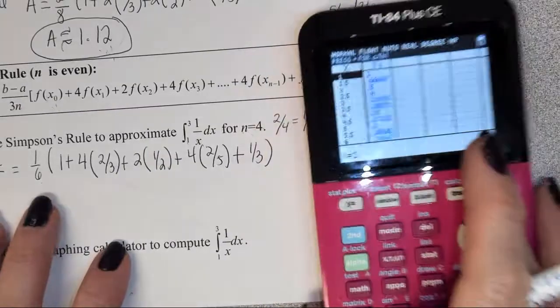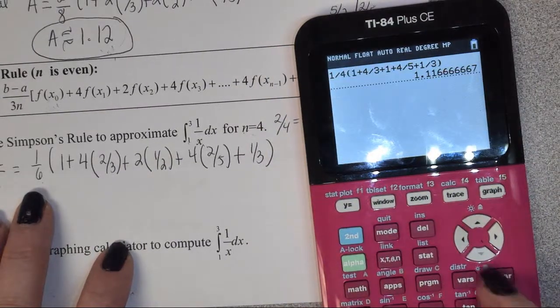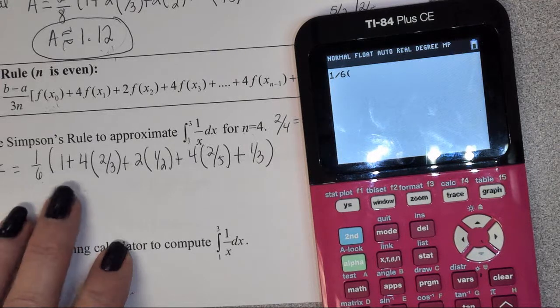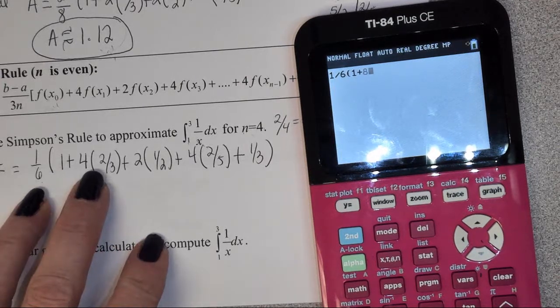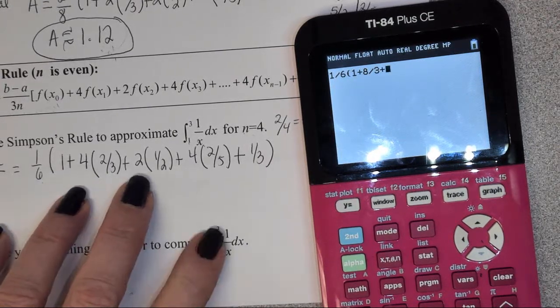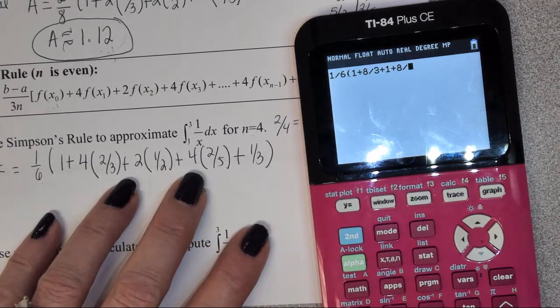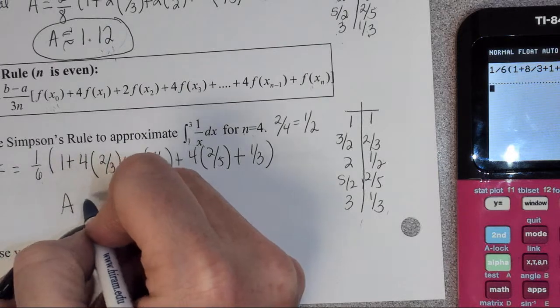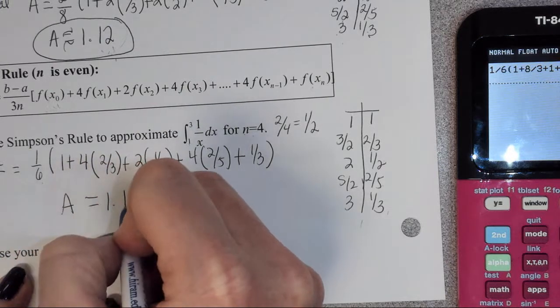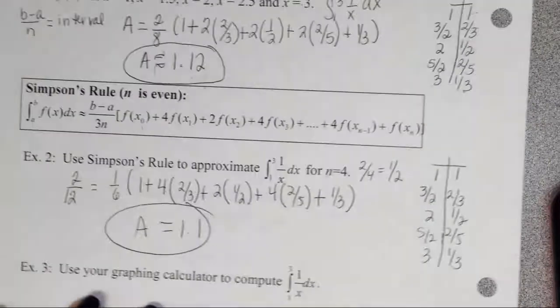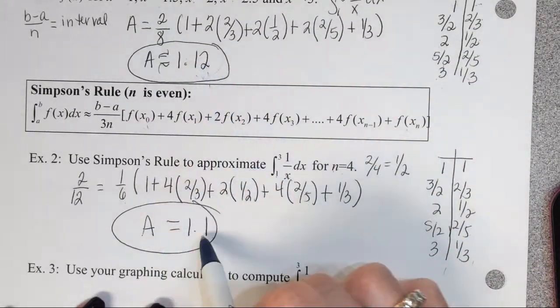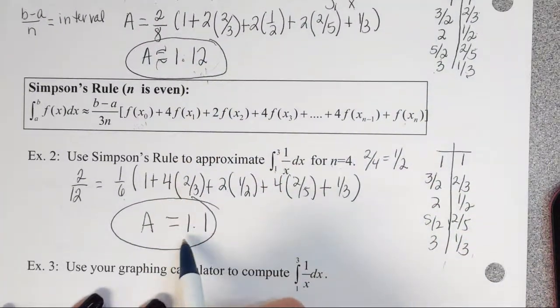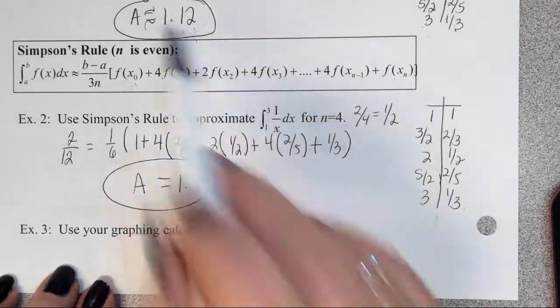All right, so now I would use my calculator. So I'm going to have 1/6 times 1 plus 8/3 plus 1 plus 8/5 plus 1/3. And that gives me 1.1. So we can see both of these are pretty close to one another. Simpson's claims that his is more accurate than that one though.